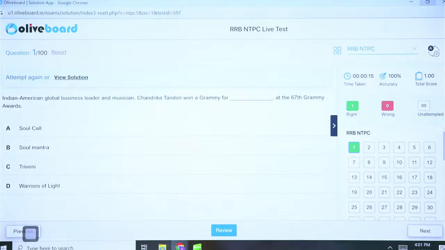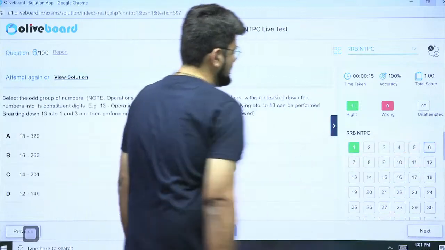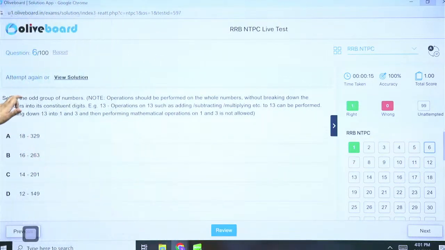The very first question in front of you in the RRB NTPC live mock was question number 6. So let's switch on to question number 6. Mostly easy questions, mostly very easy questions. 30 questions of reasoning were all doable or all very easy.